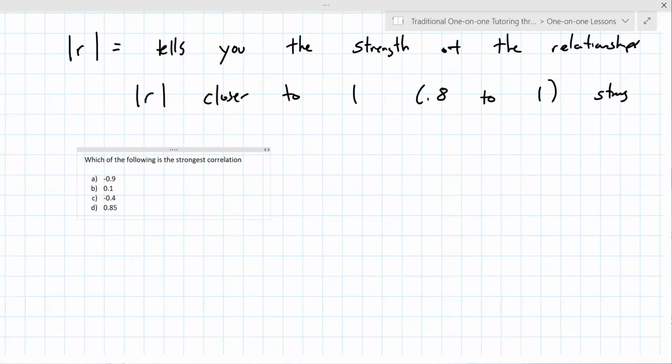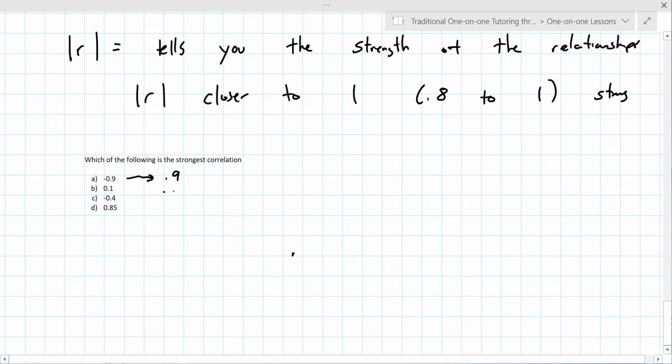And you're supposed to know that you actually look at the absolute value of these numbers. This is really 0.9, this is really 0.1, this is really 0.4, and this is really 0.85. And which is the biggest? That one. So it doesn't matter that it's negative. It matters that it's closest to 1 when you take the absolute value of it. So no matter what, look at the absolute value of the number. Yes, because this is the standard test question they ask in this stuff.